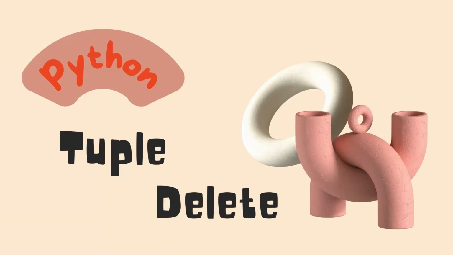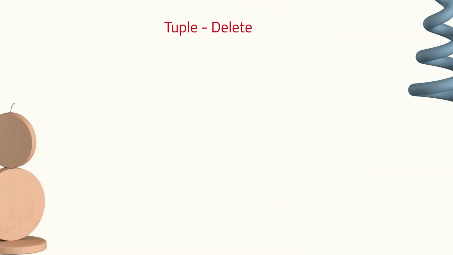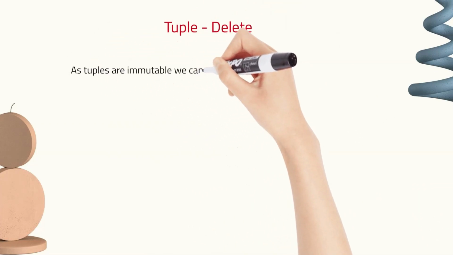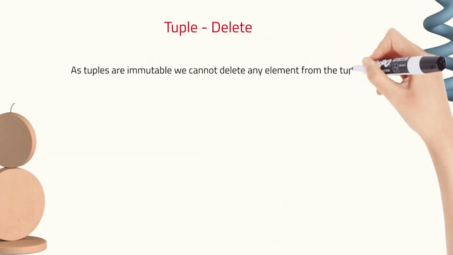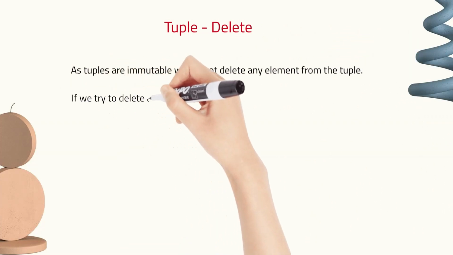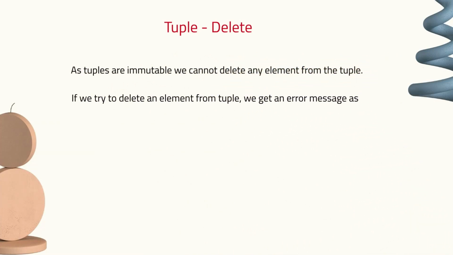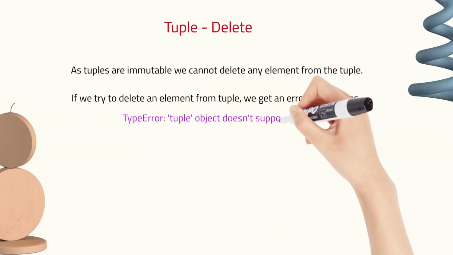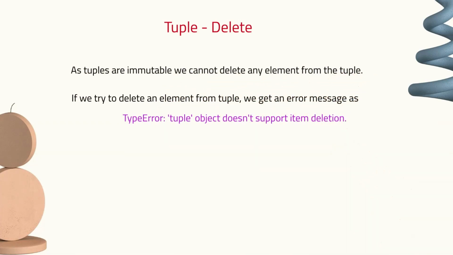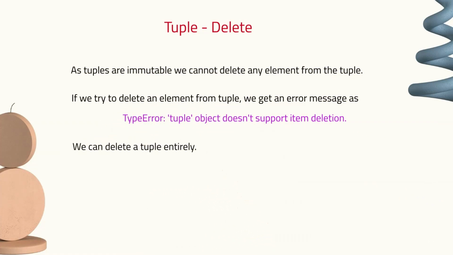In this video we will discuss how to delete the elements of a tuple. As tuples are immutable, the elements in a tuple cannot be deleted. If we try to delete any element of a tuple, then we get an error message: tuple object does not support item deletion. However, we can delete a tuple entirely.